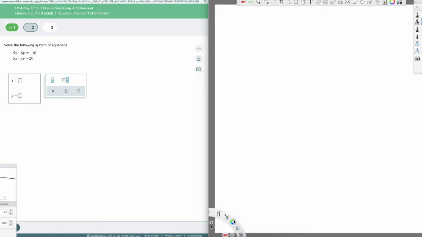So I'm going to go blue. We have 5x and 5x. So I can already see those guys match. Plus 6y plus 3y equals -10 and 20. All right. So now I want to go through and I want to subtract because some things should eliminate.